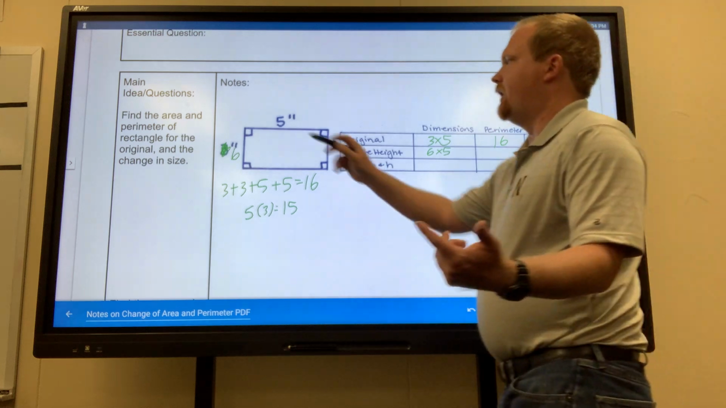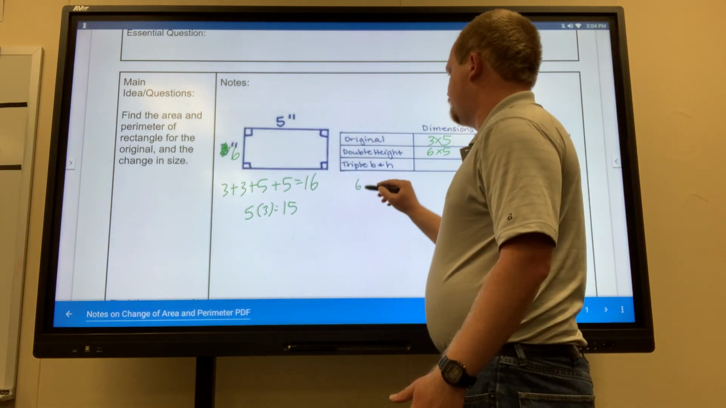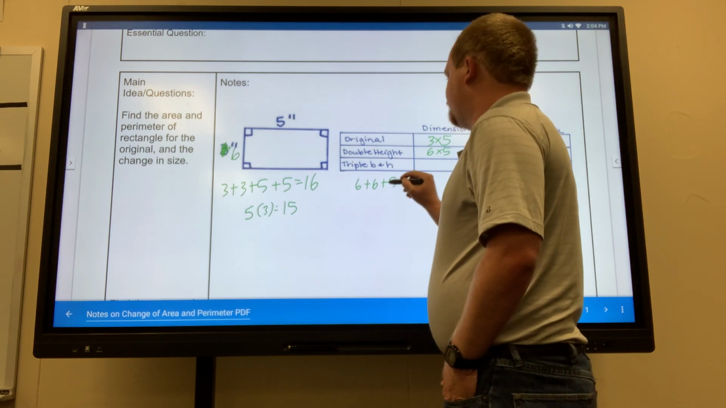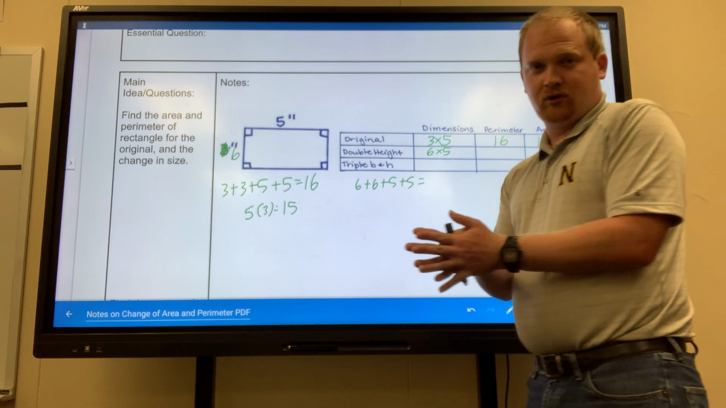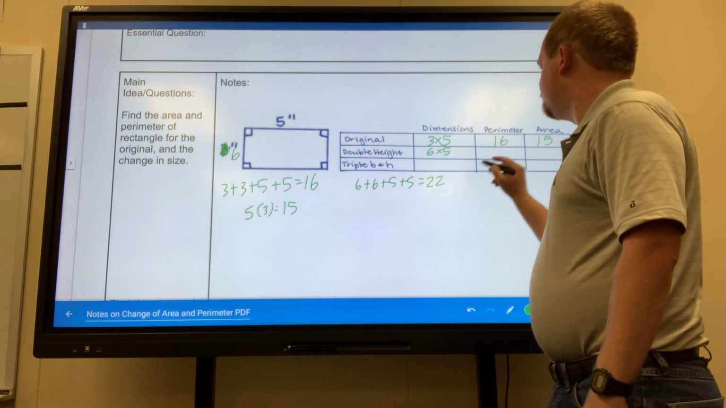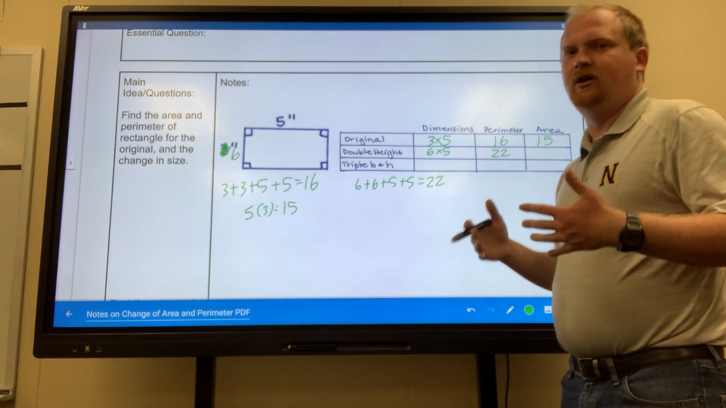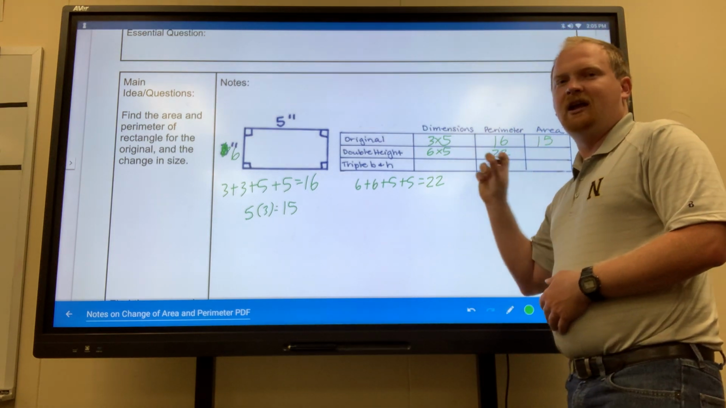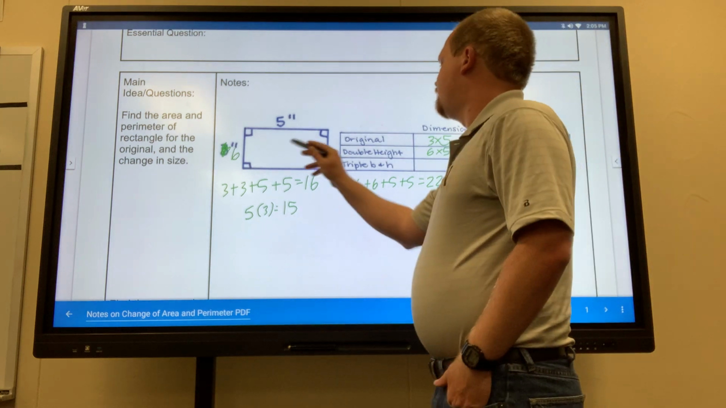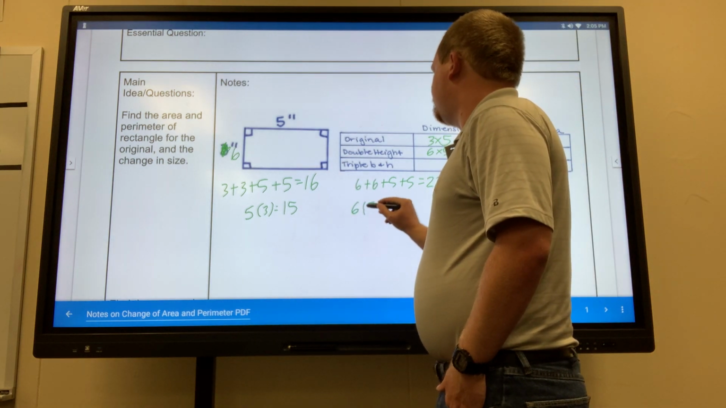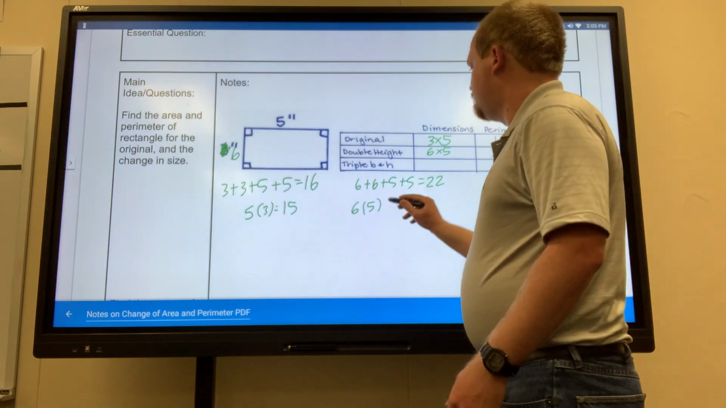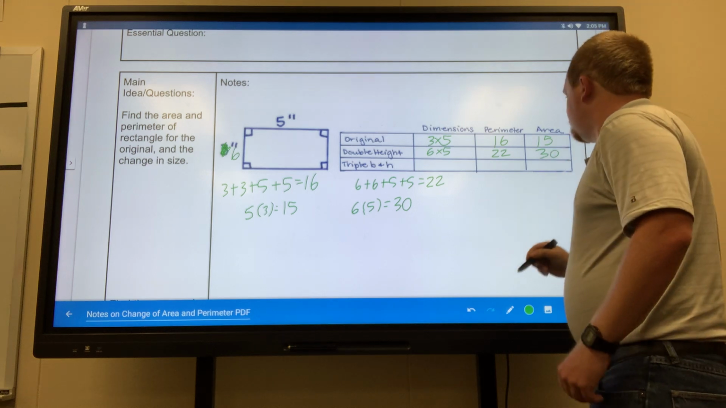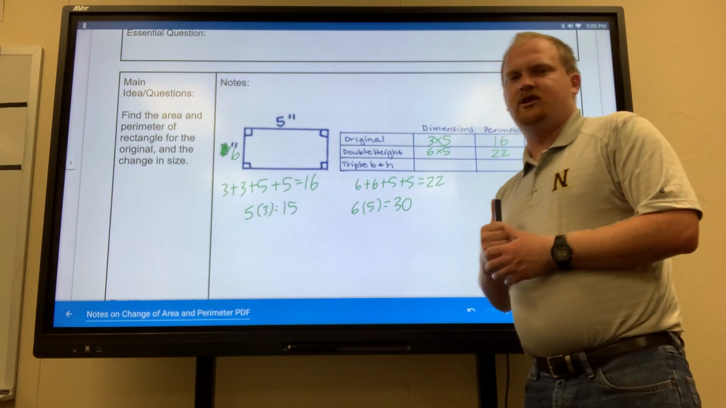So again, opposite sides are congruent. So 6 plus 6 plus 5 plus 5. I know that gives me 12. This gives me 10. Add them both together, we get 22. So the perimeter is 22. Now, I want to be able to find the area of the rectangle. So remember, I'm doing 6 times 5 because it's base times height. That's going to give me 30. So the area of that figure is 30.